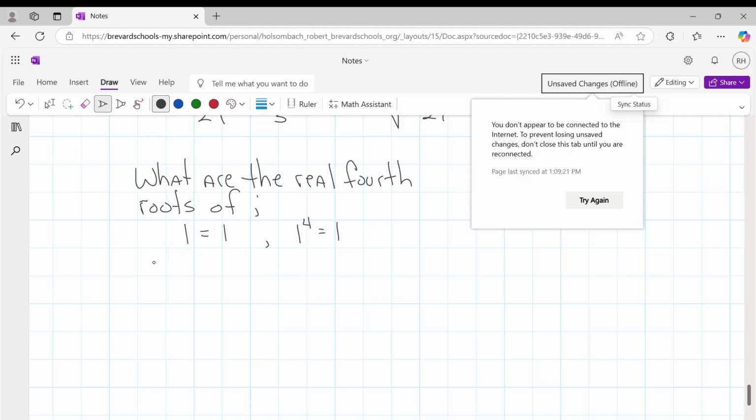Now, if you're asked to find the real fourth root of negative 0.0001, that's the same as being asked to find the fourth root of negative 0.0001. That's a negative under the radical to an even root. That's no real roots. The only roots that negatives can have are odd roots.